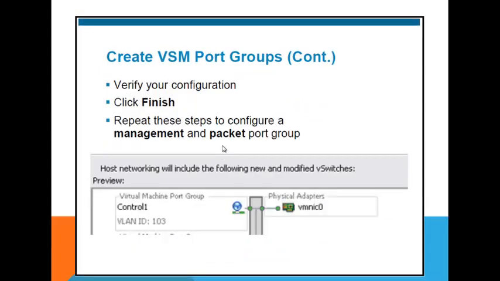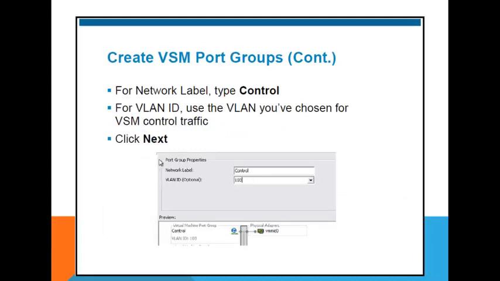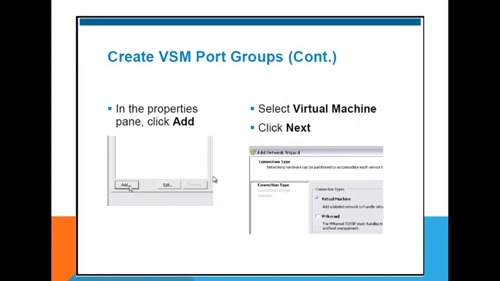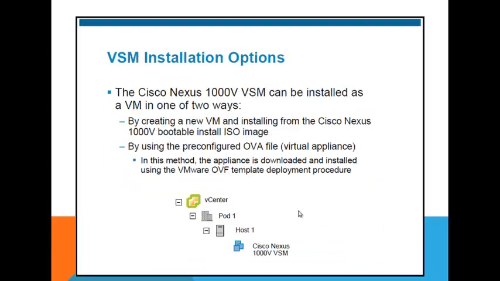By default, you need to have three port groups: control, packet, and management. So if it is not there, we know how to create it. Even in the previous chapter we saw. Click on add and say this, and once it is done, it is ready for you to deploy 1000V. We will start from VSM first.